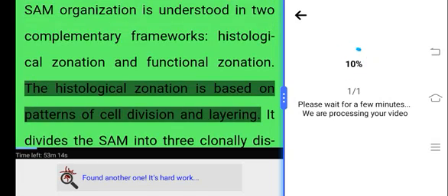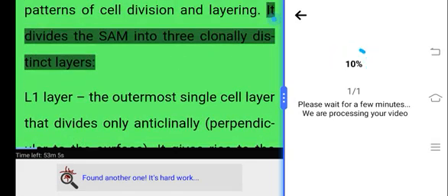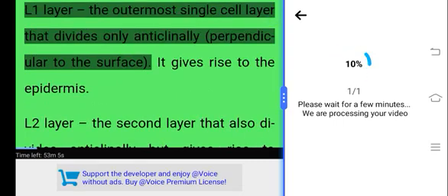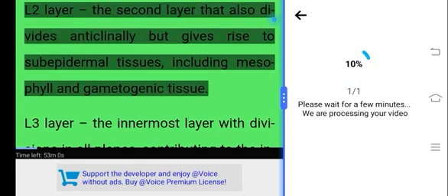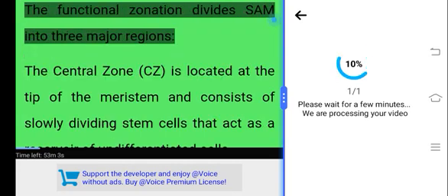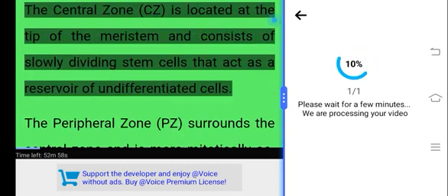The histological zonation is based on patterns of cell division and growth. It divides the SAM into 3 clonally distinct layers. L1 layer, the outermost single cell layer that divides only anticlinally, perpendicular to the surface. It gives rise to the epidermis. L2 layer, the second layer that also divides anticlinally but gives rise to subepidermal tissues, including mesophyll and gametogenic tissue. L3 layer, the innermost layer with divisions in all planes, contributing to the inner tissues of the stem and vascular tissues. The functional zonation divides SAM into 3 major regions.